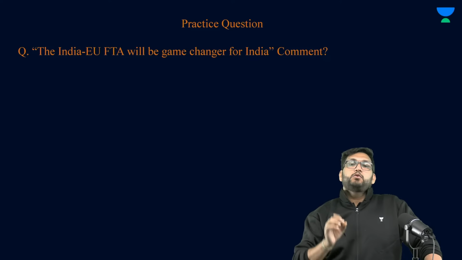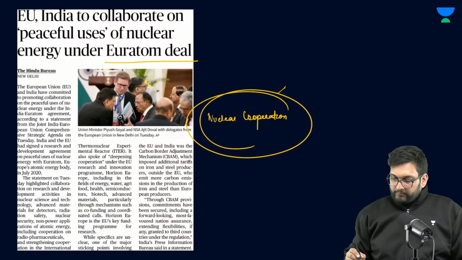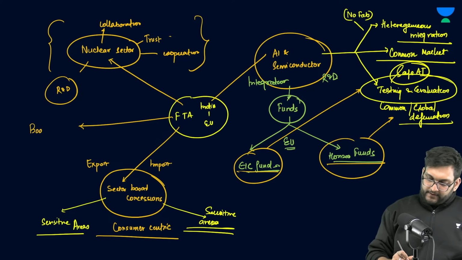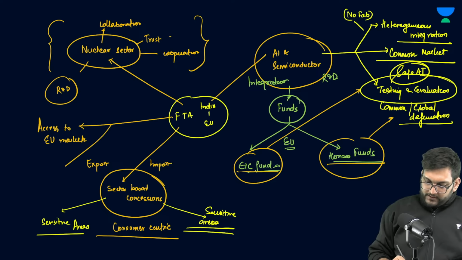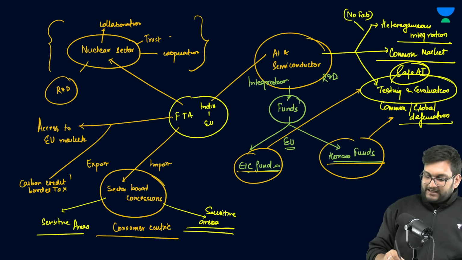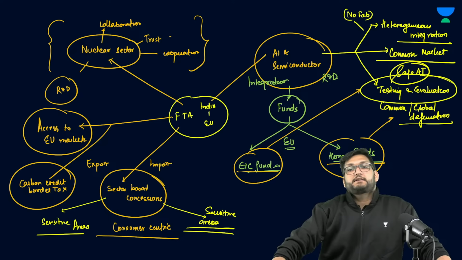Thereafter, all of this translates into the mother of all deals. Therefore, India's access to EU markets, along with carbon credit and border tax, is boosted. All of this allows for this deal to become one of the biggest in the world.